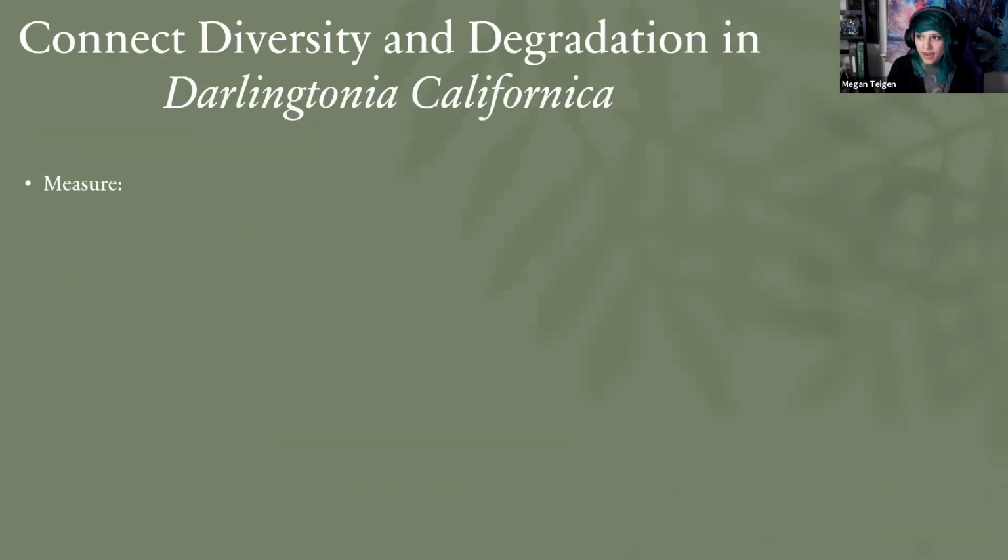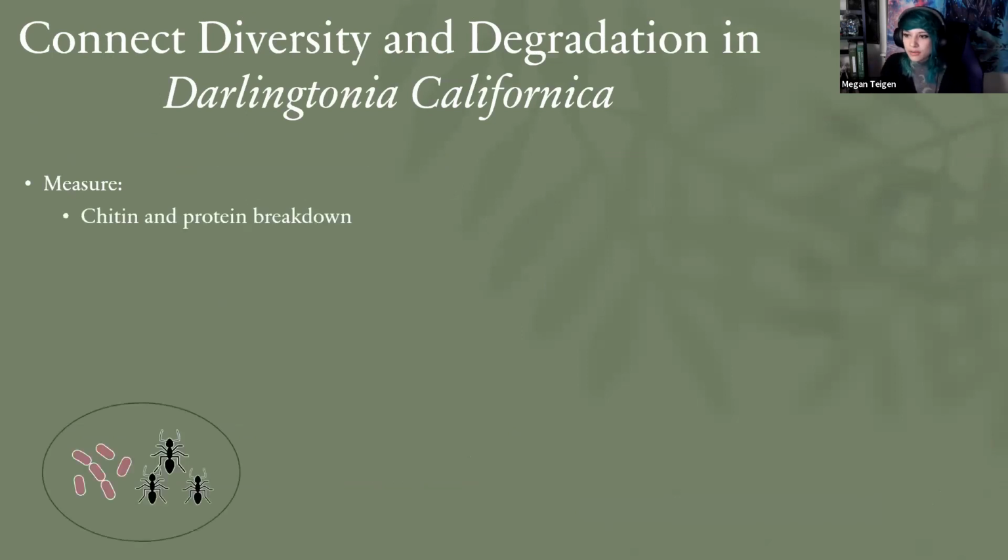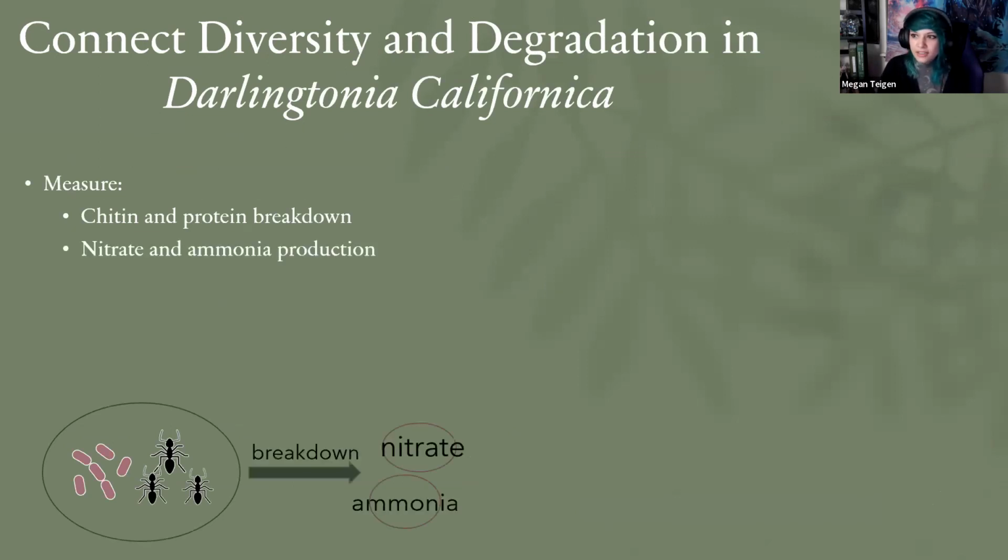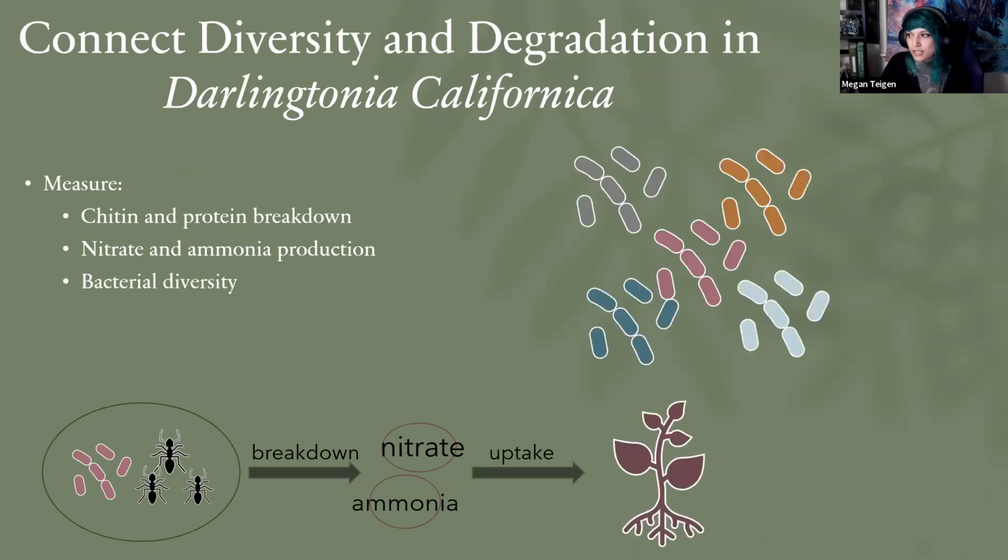So in order to find these connections in Darlingtonia californica, I plan on taking 3 main measurements. That is chitin and protein breakdown. These are the key components of the insects that Darlingtonia is eating. And then also I want to measure nitrate and ammonia production because these are the forms of the nutrient that Darlingtonia can actually use for growth. And then lastly, I want to measure bacterial diversity. I want to know who's present in Darlingtonia, housed in that picture, and is breaking down the chitin and the protein, or who's producing that nitrate and ammonia that Darlingtonia is using for growth.